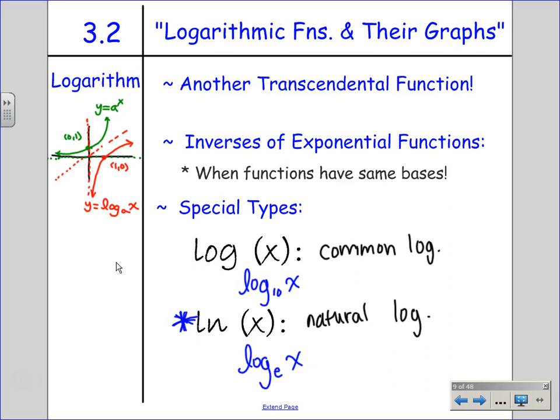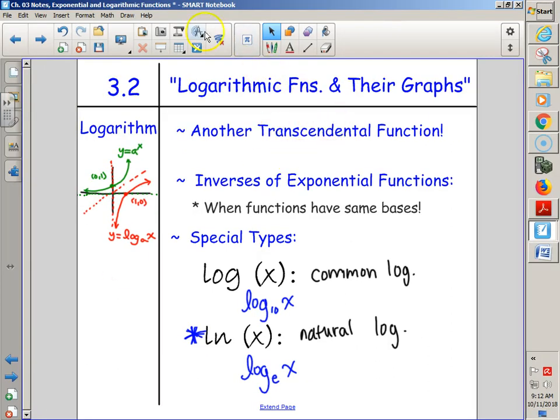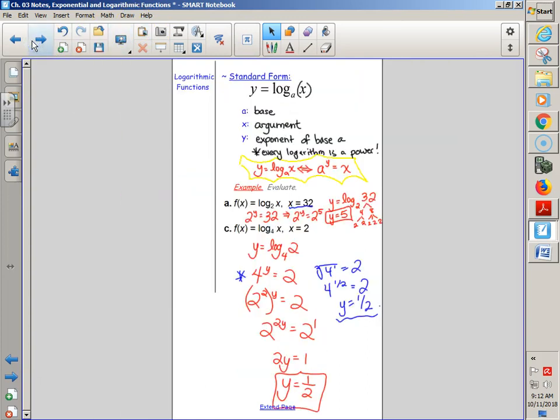I already have written down for you guys, even though technically in your calculator it would just be ln of x, what that actually means is log base e.